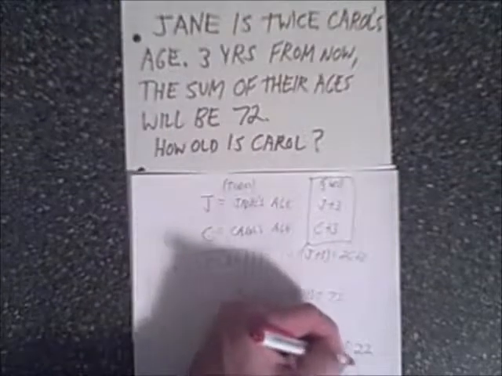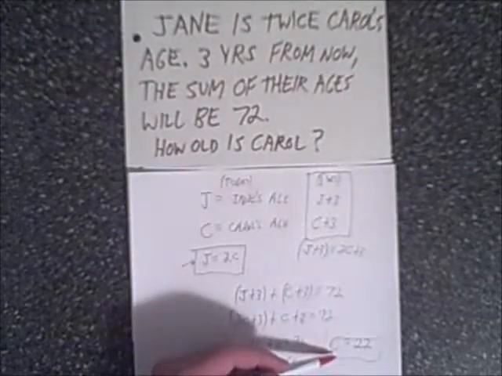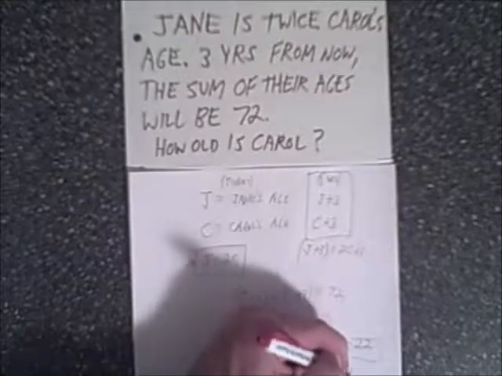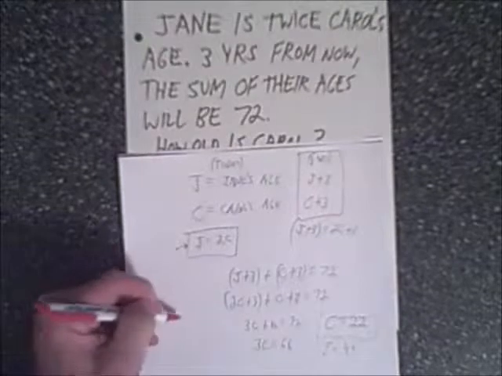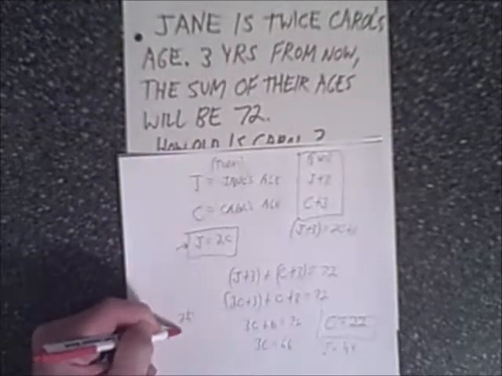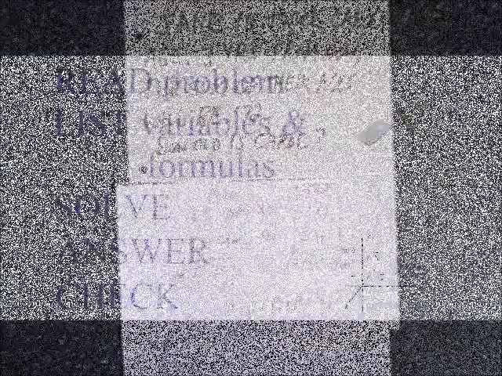So Carol is 22, and of course I always like to check it. If Carol is 22 today, then Jane must be 44. Okay, that's today, twice her age. And then 3 years from now, Carol will be 25, and Jane will be 47, and that will indeed add up to 72. So that is the correct answer.